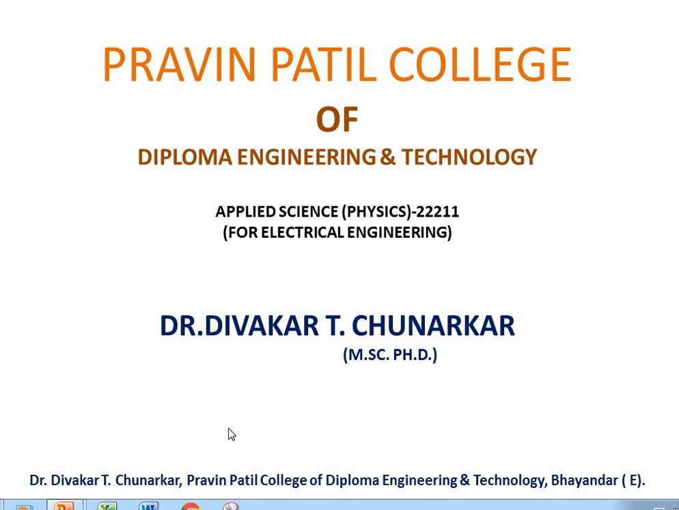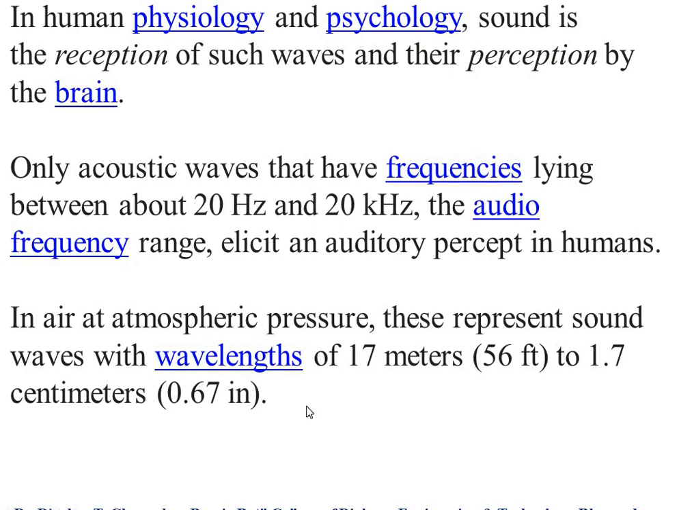Last time we explained the second chapter, the second unit. In this second unit, we have to explain sound. Sound in human physiology: sound is the reception of such waves and their perception by the brain.